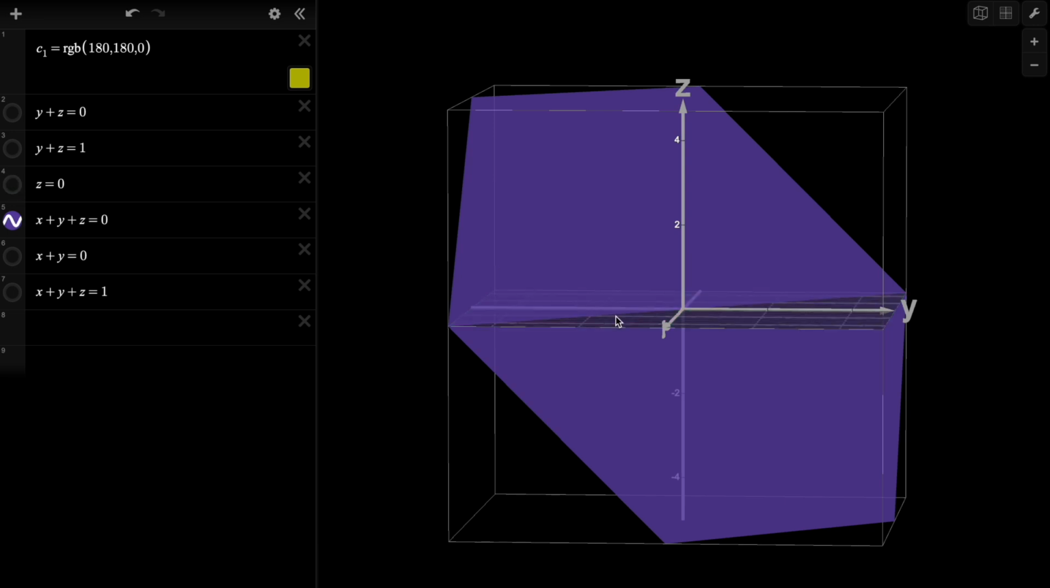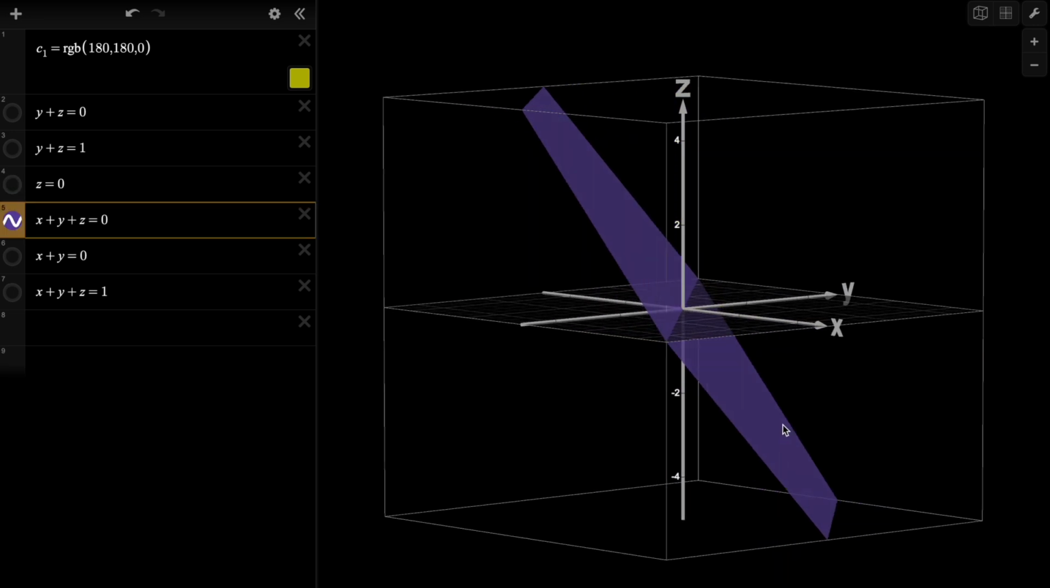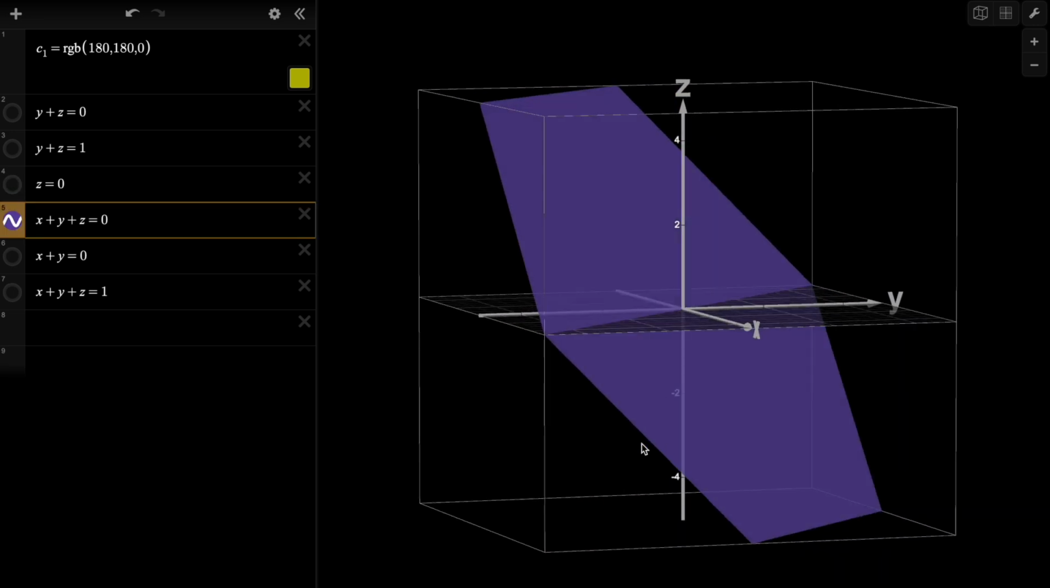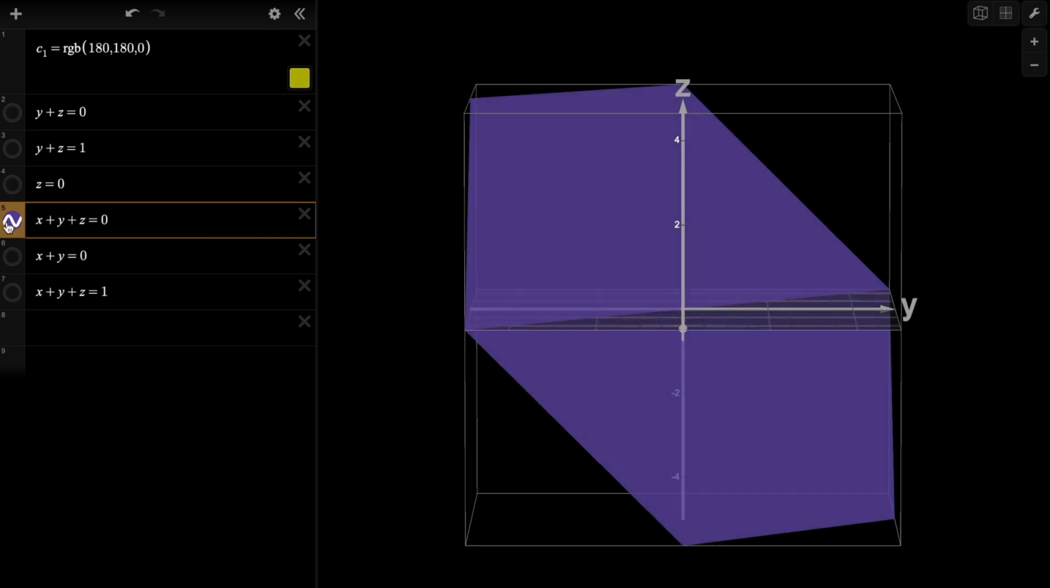And this is the fourth one. This is also passing through origin and is a plane, so it's a valid subspace.